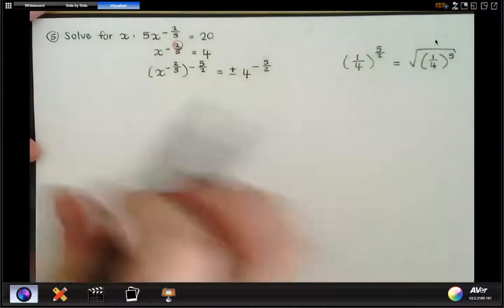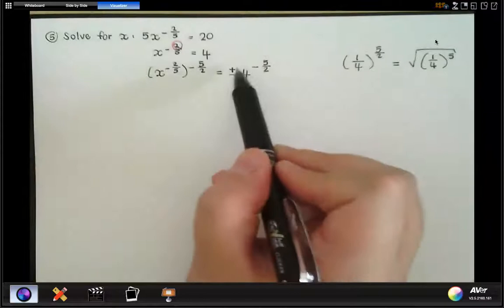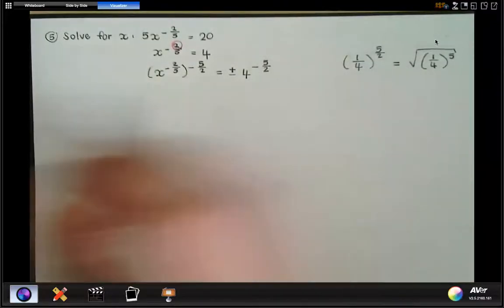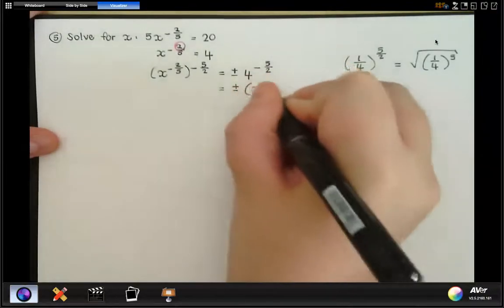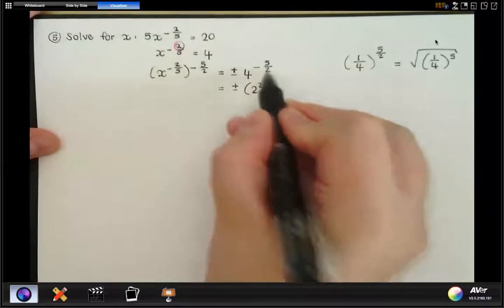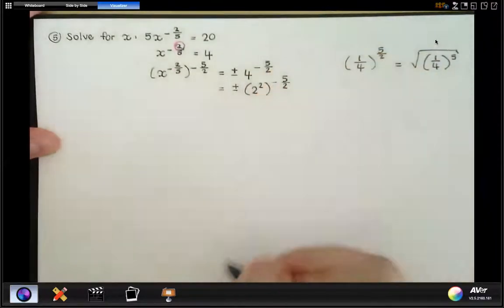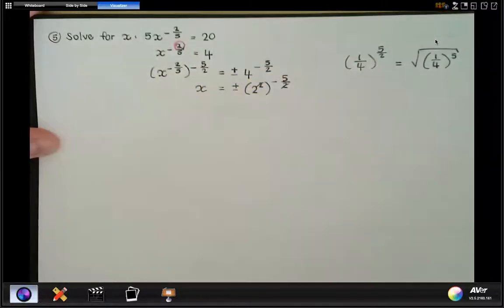And we know that if we're moving a square over and we're square rooting the other side, we have to do a plus minus in front. So here we have x equals plus or minus 4, which I'm going to write as 2 squared so that it can cancel out that 2 at the bottom. And we have negative 5 over 2. Sorry, this is x. I forgot to write that.